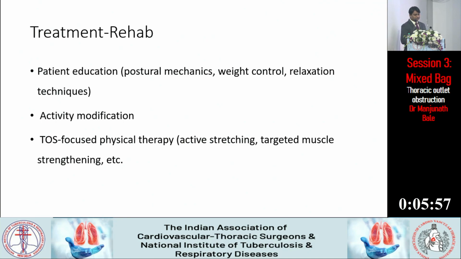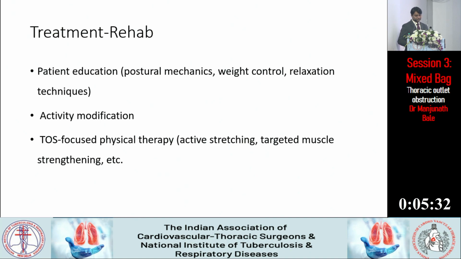Coming to the treatment, the first part of the treatment is rehab. We have to explain about weight reduction, postural mechanics, and relaxation techniques. Most importantly, activity modification is the priority in these cases, because repetitive activity of the same kind leads to hypertrophy or fibrosis of the same muscle, leading to entrapment of the nerves. So I think that's the first important thing.